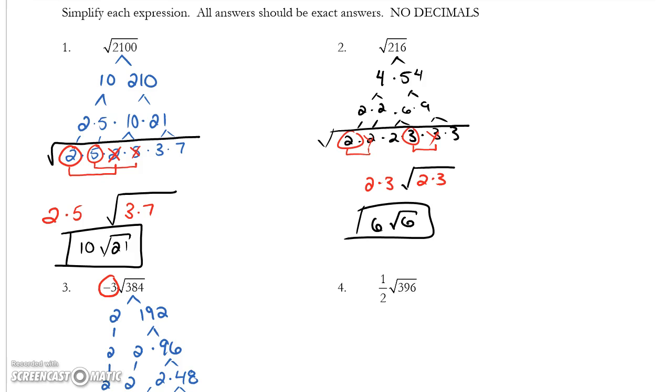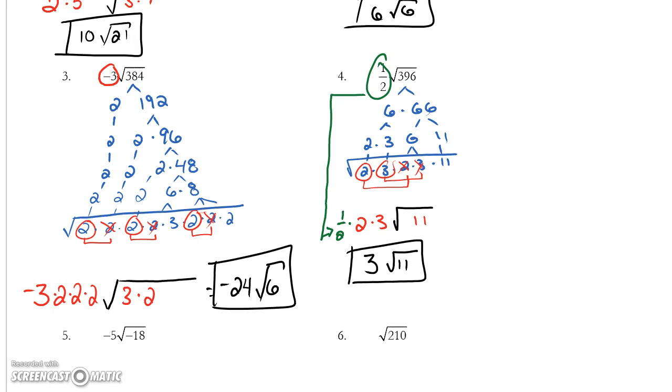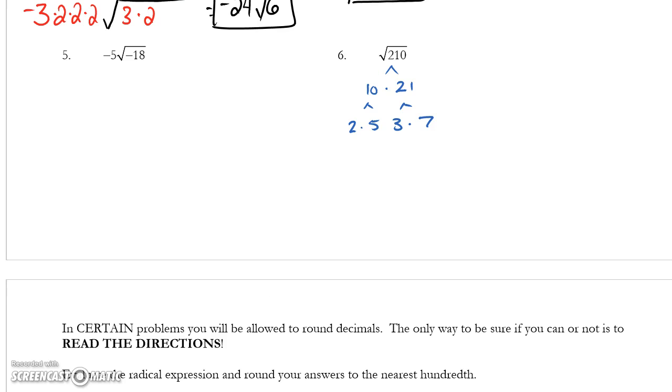So for number 2, we should get 6 square root 6. For number 4, we get 3 square root 11 because we had a 1/2 already that got brought down. Multiply by our pair of 2's by our pair of 3's gives me 3 on the outside. So 5 and 6 are actually our special cases.